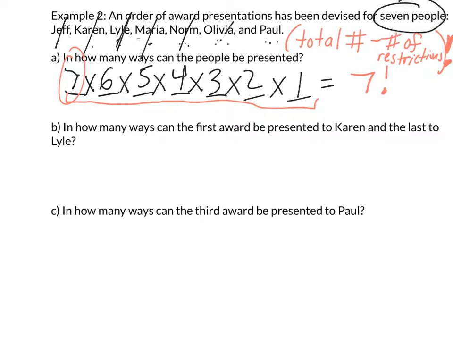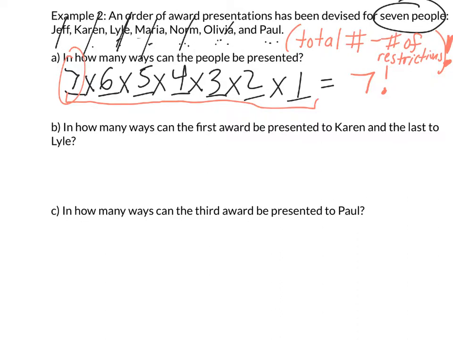So the formula is the total number of items you're rearranging minus the number of restrictions, close the parentheses, factorial. What do I mean by that? Well, in the context of this question, a restriction would be like if Olivia has to go first, or Maria has to be in the middle, or Karen has to go last. That's what I mean by restrictions.